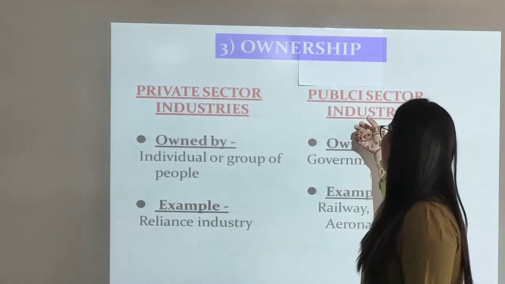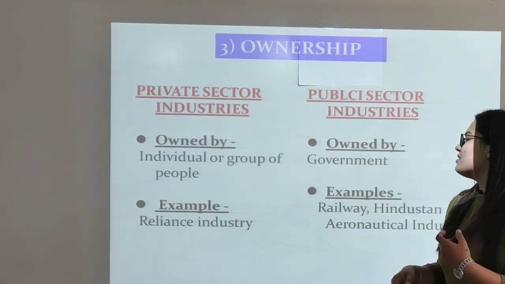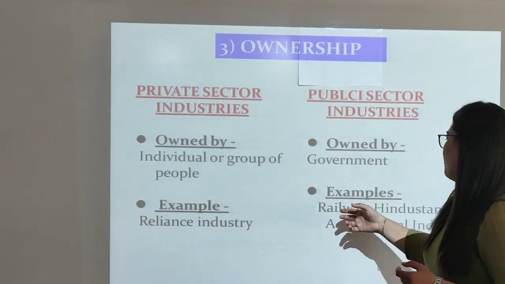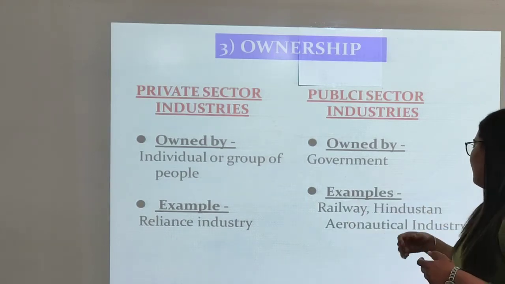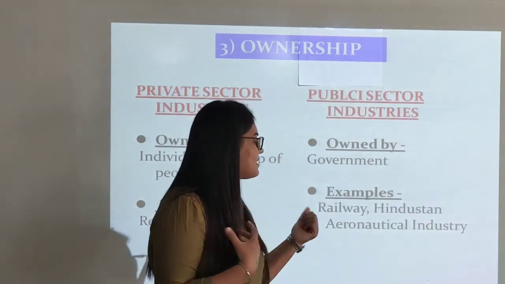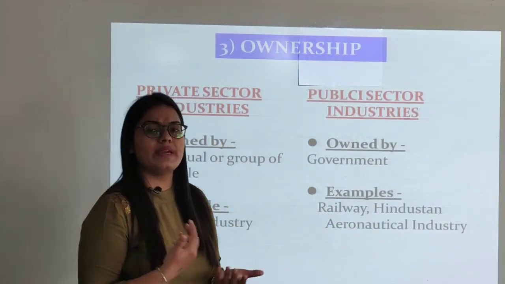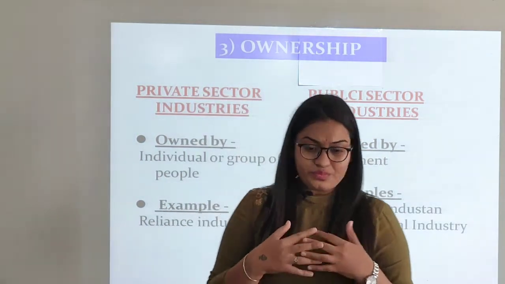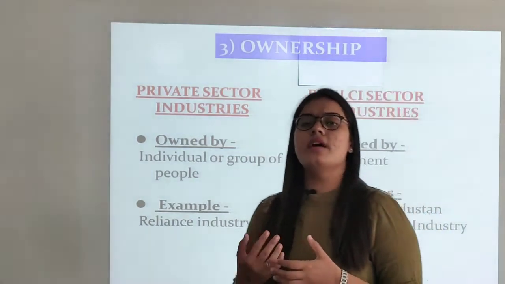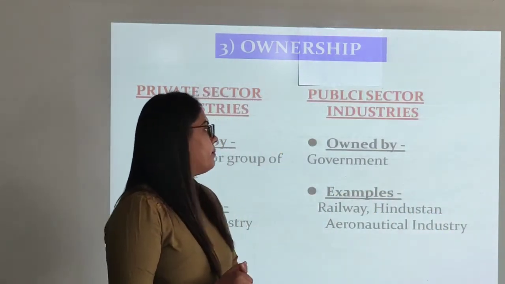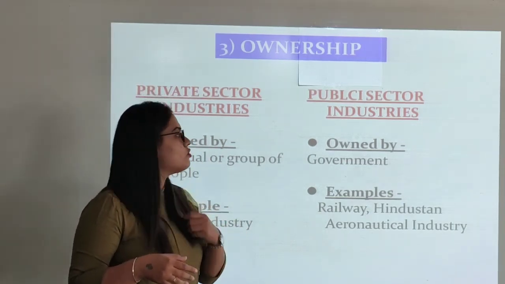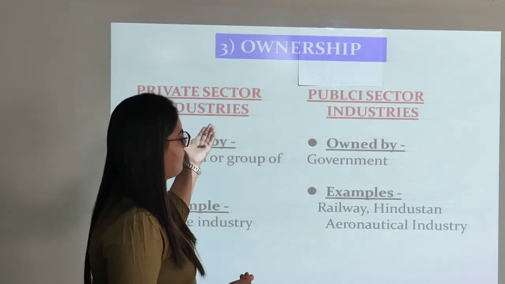Now next is public sector industries. Public sector industries are governed by the government. They are owned by the government. Examples of public sector are Railways and Hindustan Aeronautics Limited. Railway is the biggest public sector industry of the government. It gives employment to more than 3 to 4 lakh people in India, and it is one of the biggest income sources of the government. So it is a public sector industry.